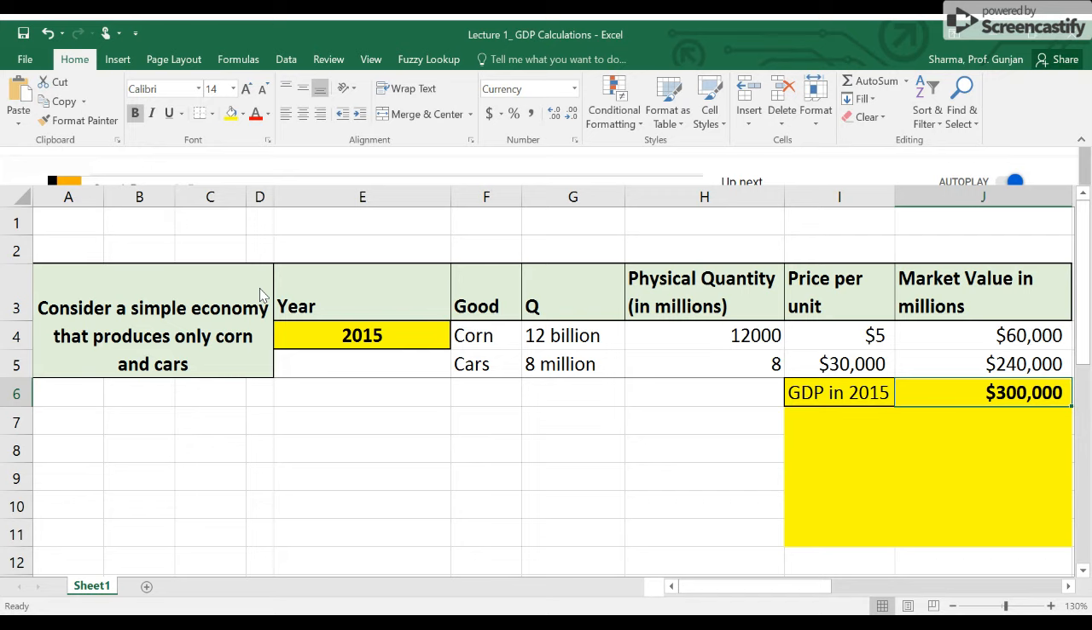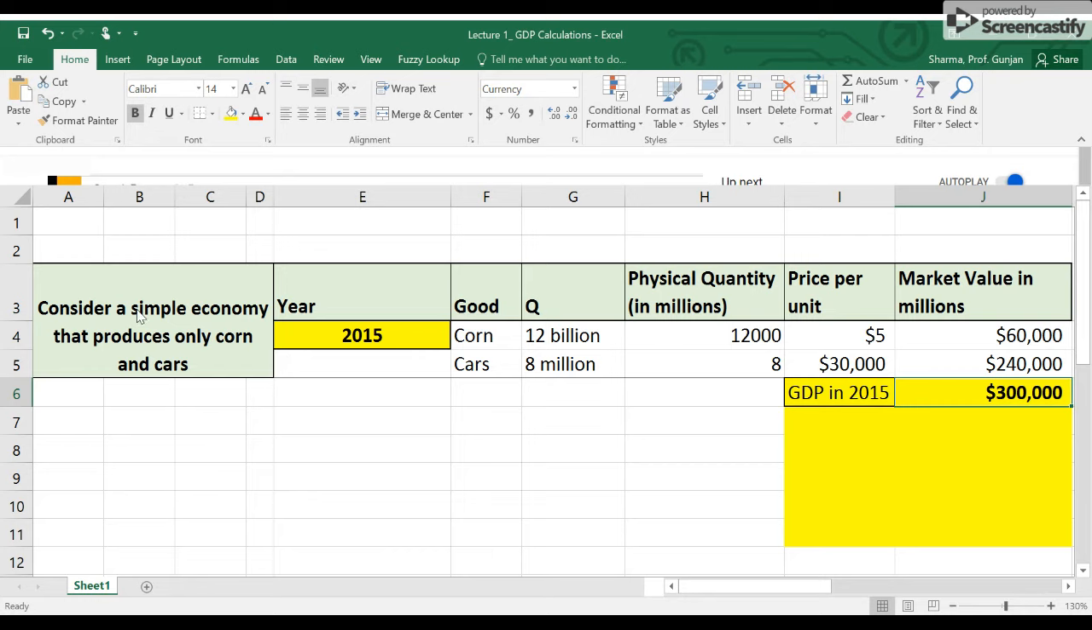A central problem is how do we add up production, which is in physical quantities, in physical units, to each other. So bushels of corn are not additive with number of cars or gallons of juice or pairs of shoes, right? The solution to this problem of different physical units of production is to use the concept of market value. So let's consider a simple economy which only produces two products.